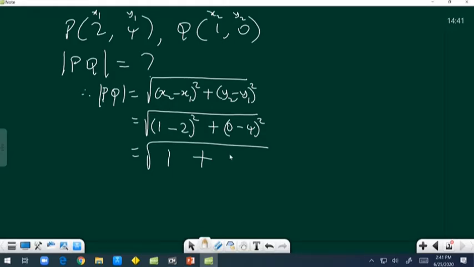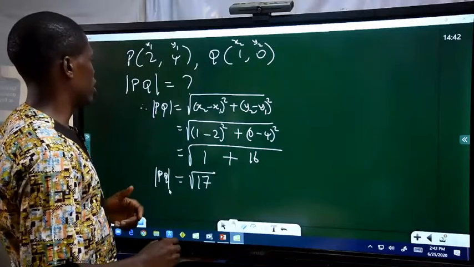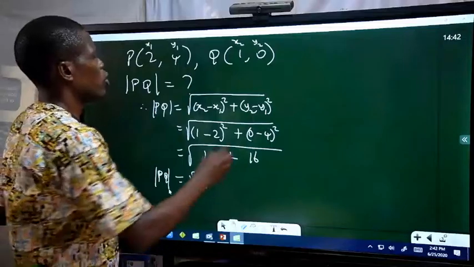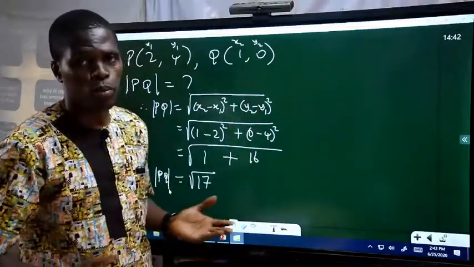You have 16. So we have 1 plus 16 is 17. So you have root 17. The square root of 17 can be obtained by using your calculator, but we can leave it this way. Okay, so that is the distance between 2 points.